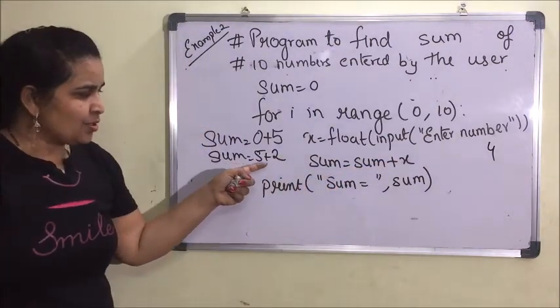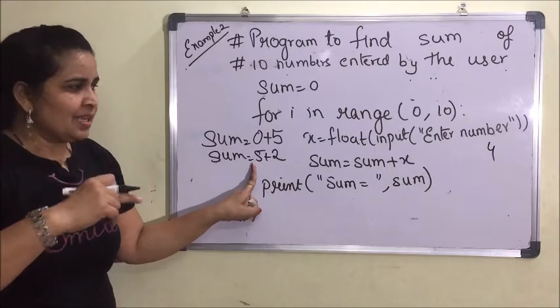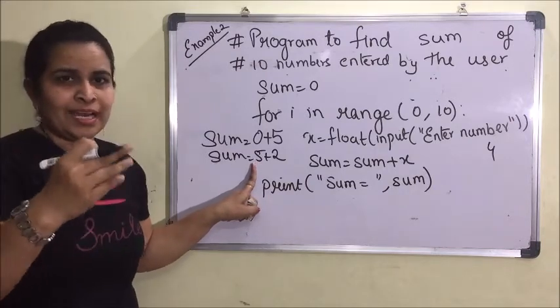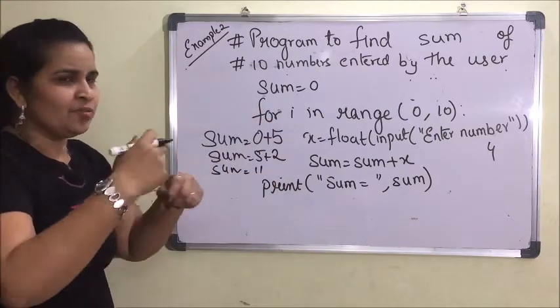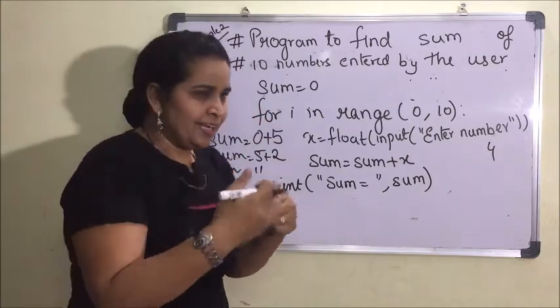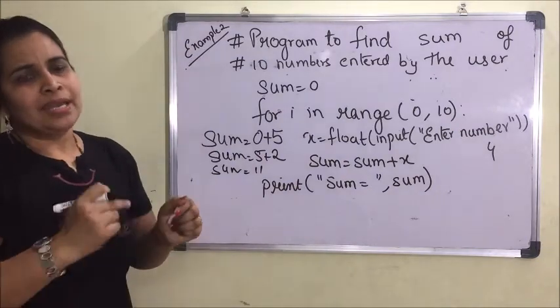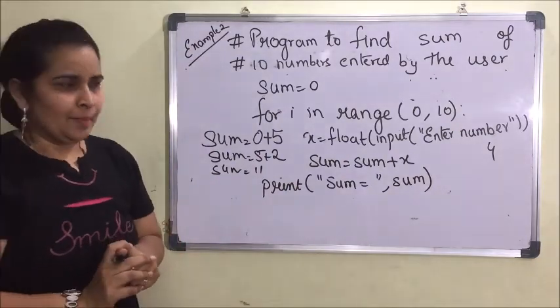Means now sum is 7. 7 plus 4, that is 11. Now sum will become 11. In this way it will keep on getting input from the user and calculate the sum of numbers.